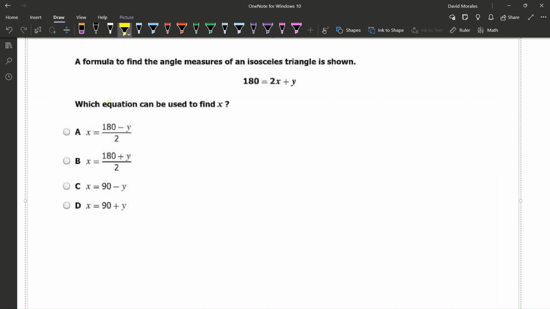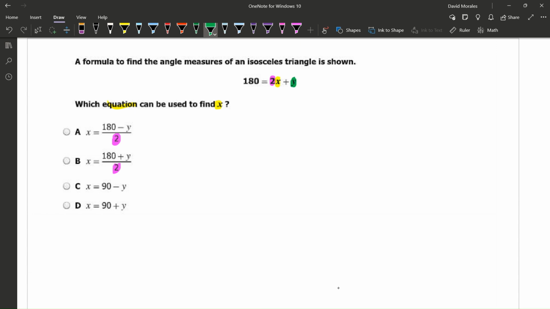It says which equation is used to find what x, right? So you just look at x, right? In your problem, the 2 is multiplying x, right? So in your answer, the 2 should be dividing, okay? So in this case, my two answers that are ruled out are C and D because I don't even see a 2 there, okay? So whatever is multiplying x should be dividing in your answer.